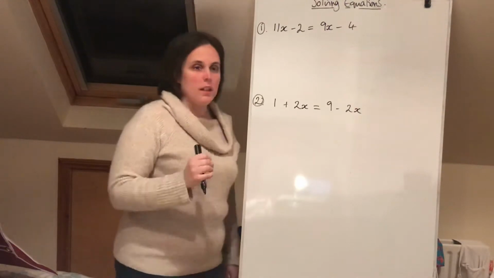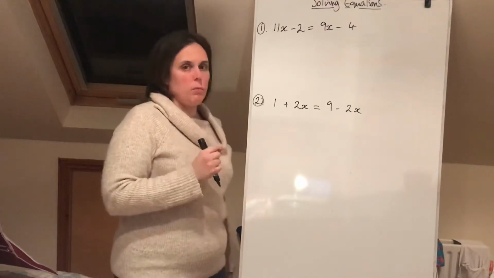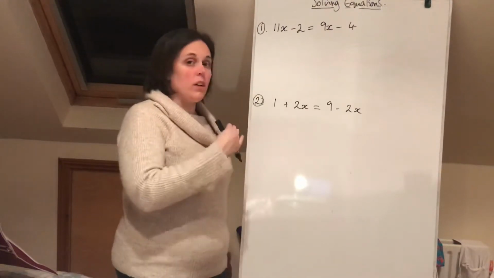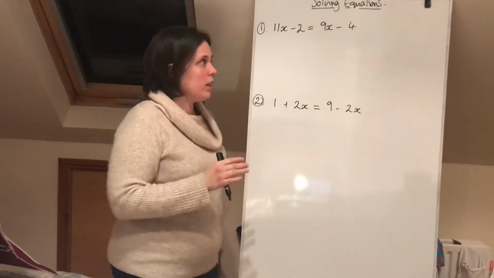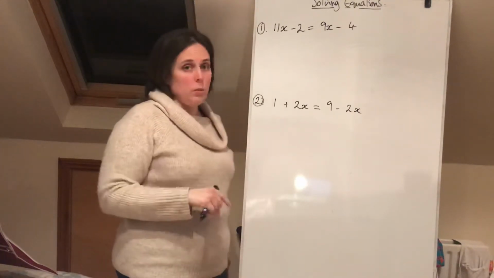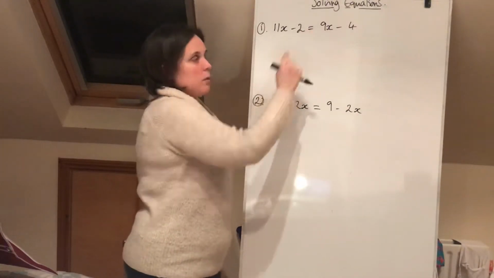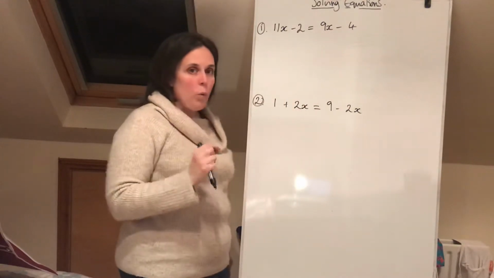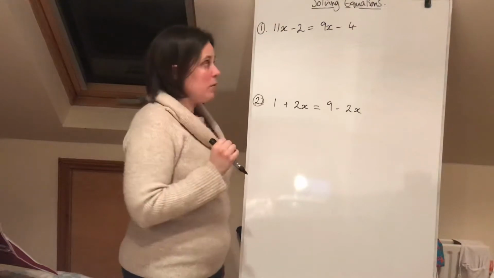Now the key with this is that there's one rule really, and the rule is that you want to end up with everything that's got your x or whatever the letter is on one side of the equation, and everything else needs to go to the other side, alright? And you've just got to decide which way to move things, that's all. So we've got 11x take away 2 here equals 9x minus 4. Always start with x. Most importantly, always start with x.